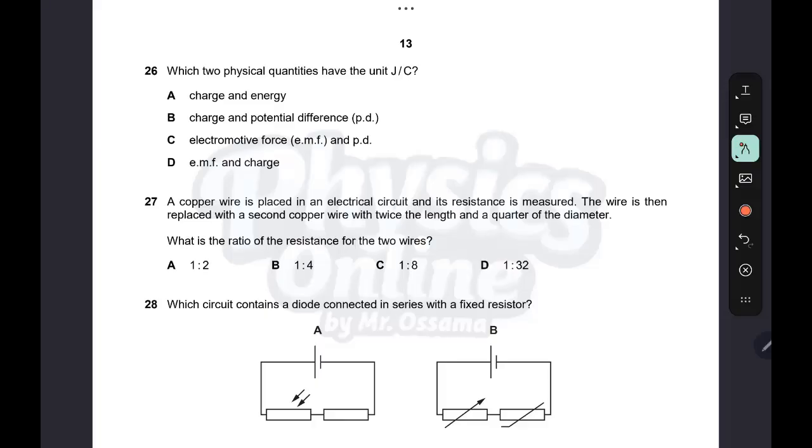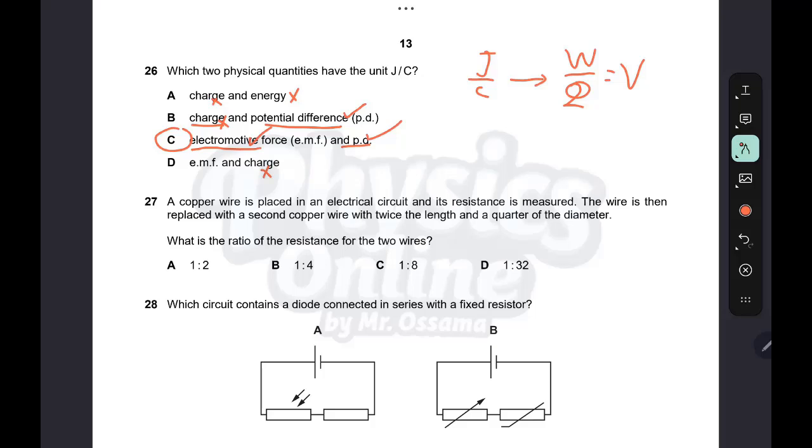Which two physical quantities have the unit joule per coulomb? Joule here is work and coulomb here is the charge. So work over charge, this is the potential difference or electromotive force or the voltage. Okay, so charge and energy is wrong. Charge and potential difference is wrong. Electromotive force and the potential difference, this is correct. Potential difference or electromotive force. Electromotive force and charge is also wrong. So the answer is C.